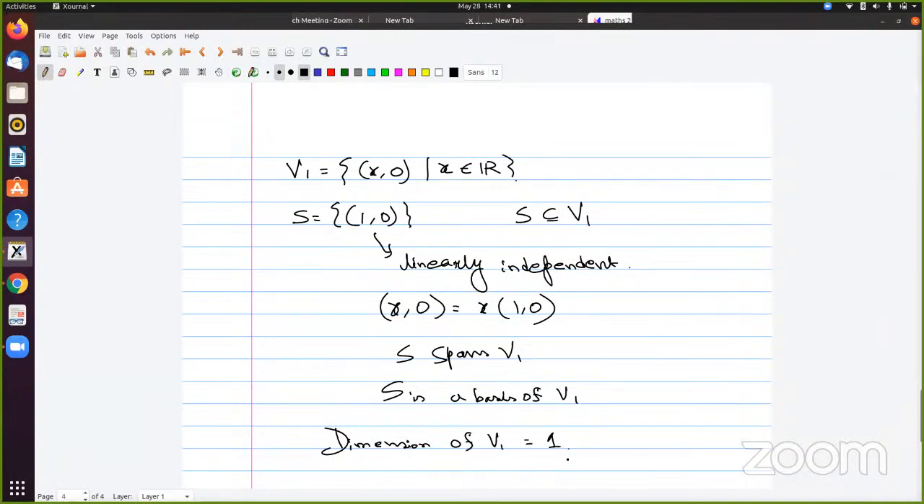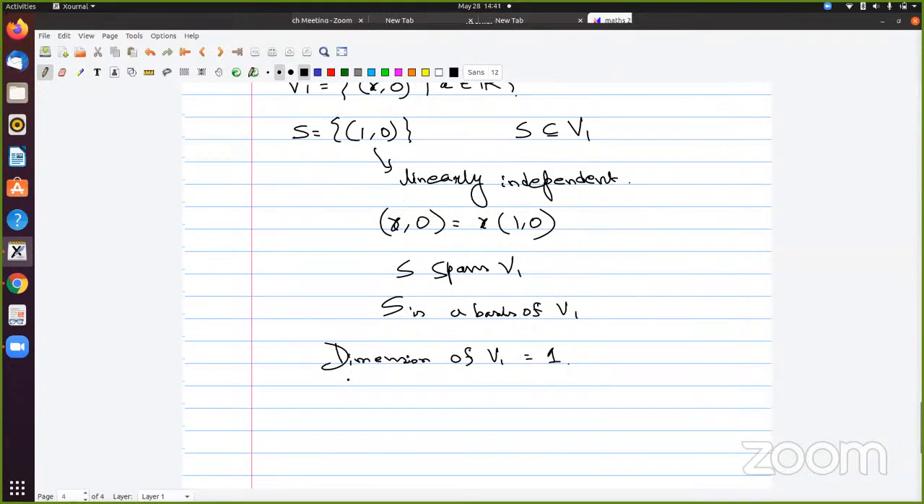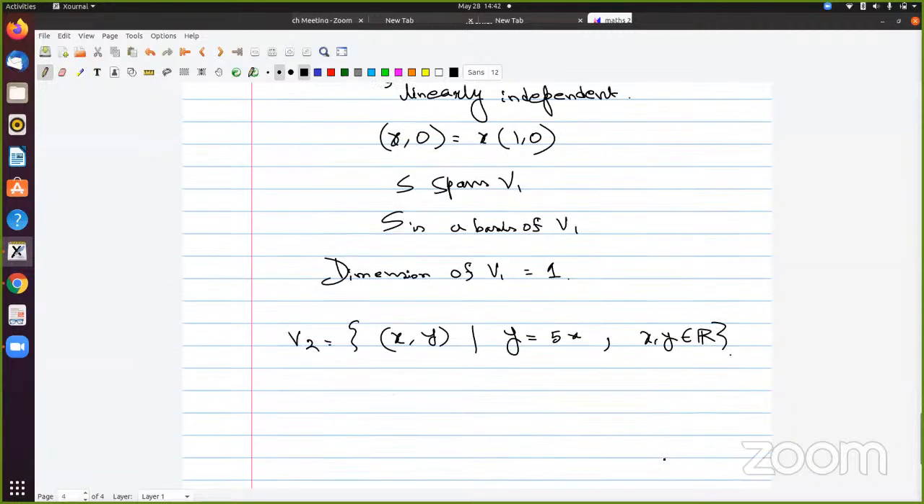Is it clear? Yes, sir. Okay. Now let's try to go a little bit further. Suppose I am taking another set, x and y, such that y equals any straight line passing through the origin. I am not fixing any. So let's say y = 5x, where x and y belong to R. So this is a subspace of R2, right?